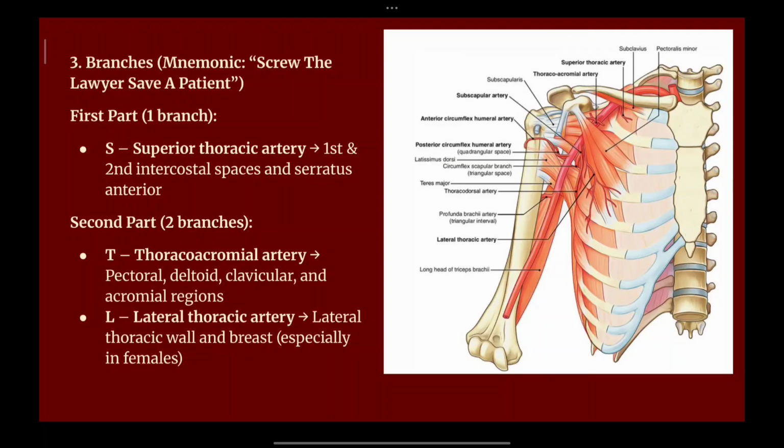Every first letter of this mnemonic, STLSAP, represents the different branches of the axillary artery. The first branch is the superior thoracic artery. This provides blood supply to the first and second intercostal spaces and the serratus anterior. It supplies the superior, or front upper part of the thoracic cavity, hence it is called the superior thoracic artery.